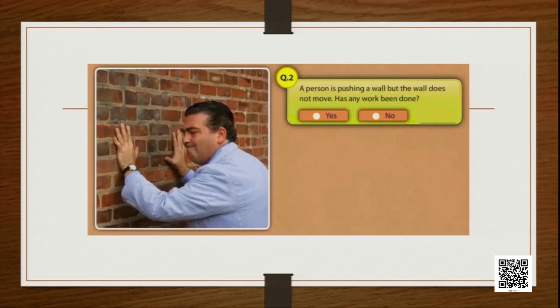Now another situation in front of you. A person is pushing a wall but the wall does not move. Has any work been done? Here the person is trying very hard to push the wall, but we know the wall will never move. So can we say that work has been done? The answer is no. No work has been done because the force applied on the wall has not produced any displacement in the wall. Hence displacement is 0, so the work done is also 0.